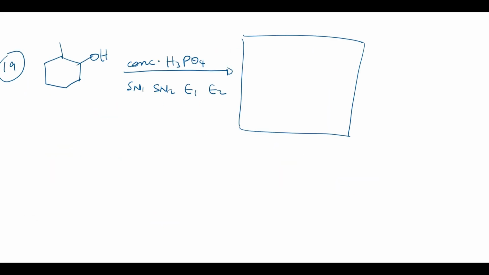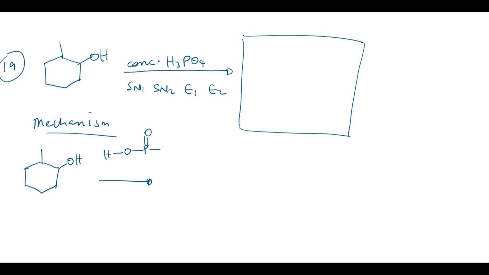Next question. We are reacting this alcohol with concentrated phosphoric acid. And we are also asked to choose the operative mechanism. Let's try to draw the mechanism of this reaction. If we treat the alcohol with phosphoric acid, the first step is going to be protonation.